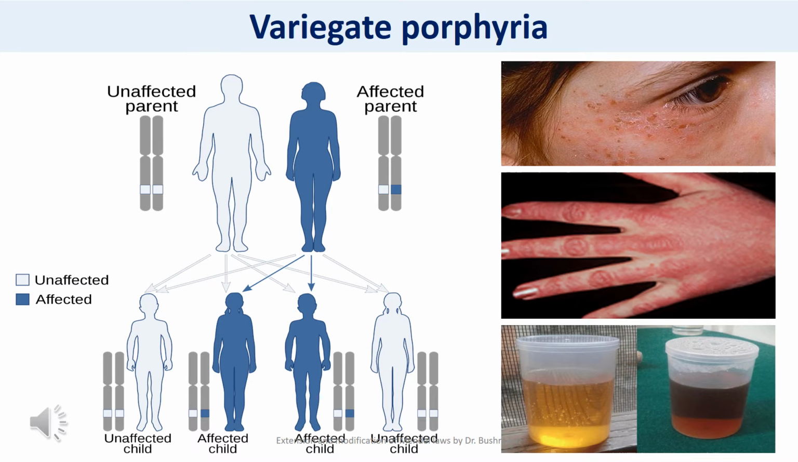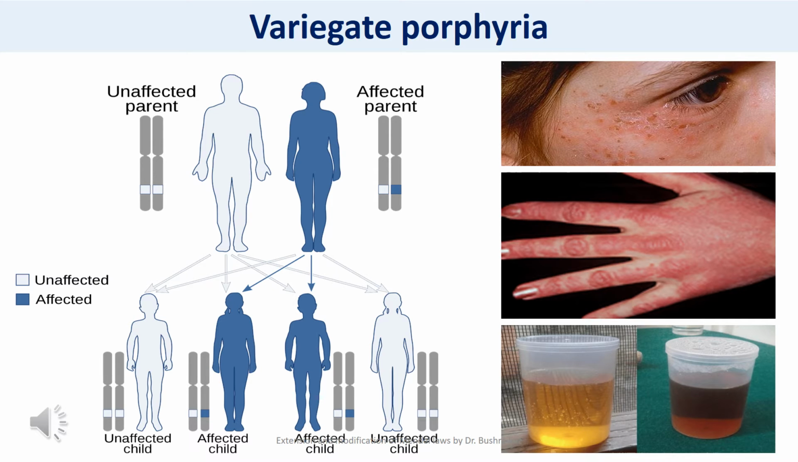As I told you, variegate porphyria is caused by a mutation in the PPOX gene. Now this PPOX gene is responsible for making an enzyme called protoporphyrinogen oxidase. Mutations in PPOX reduce the activity of this enzyme, and this allows compounds called porphyrin precursors to build up in the body. These compounds are formed during the normal process of heme production, but due to the reduced activity of this oxidase, they accumulate to a toxic level.